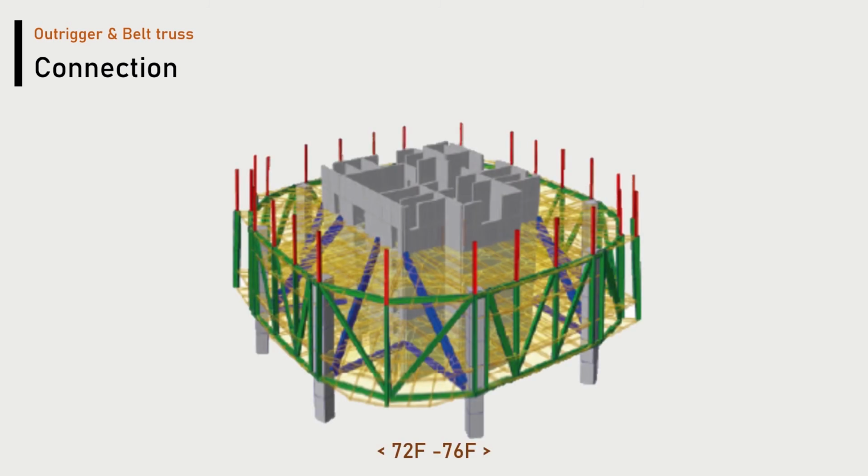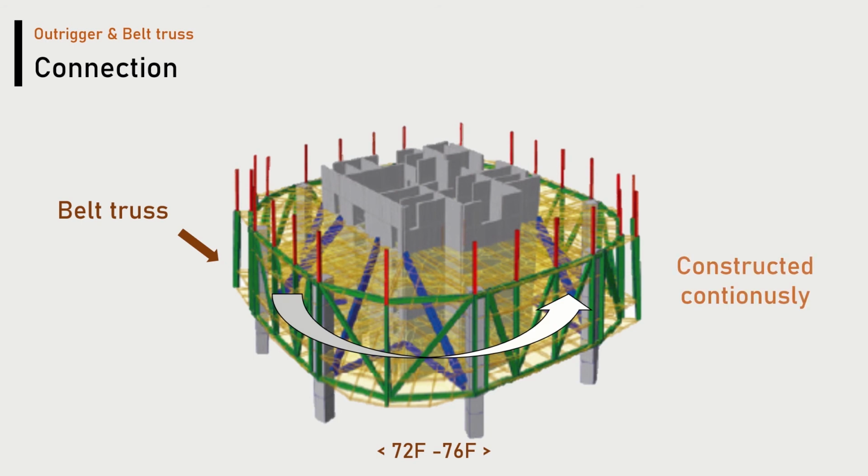Through this connection of the belt truss, if the belt trusses supporting the hotel columns are installed along the outside of the megacolumns, the megacolumns can be constructed continuously regardless of the belt truss construction process.